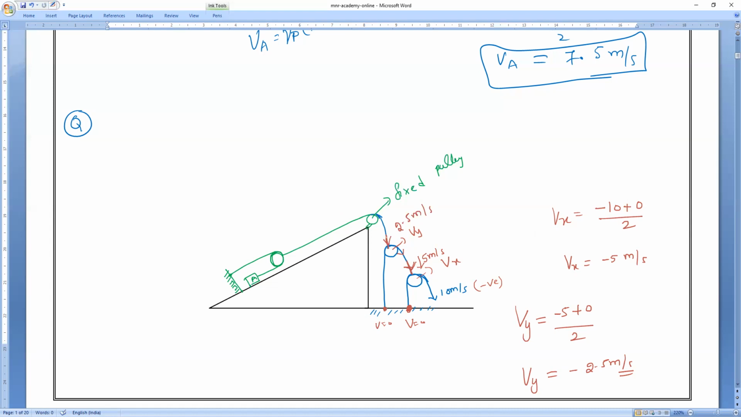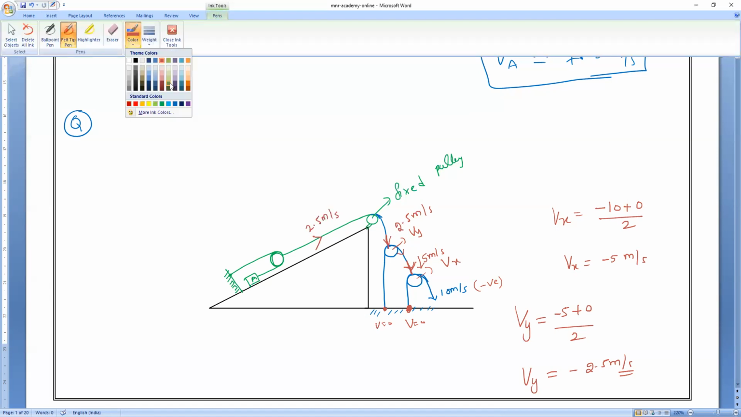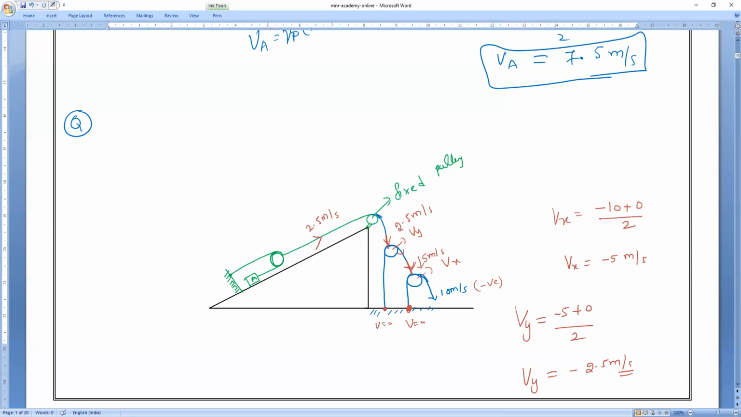Now see, this is the same string. If here the velocity is 2.5 meters per second, then here also what is the velocity? 2.5 meters per second. If you do not understand, immediately ask me. Are you clear with this point, everybody? It is the same string, so the velocity is the same. All of you understand or not? Clear? Yes, sir.